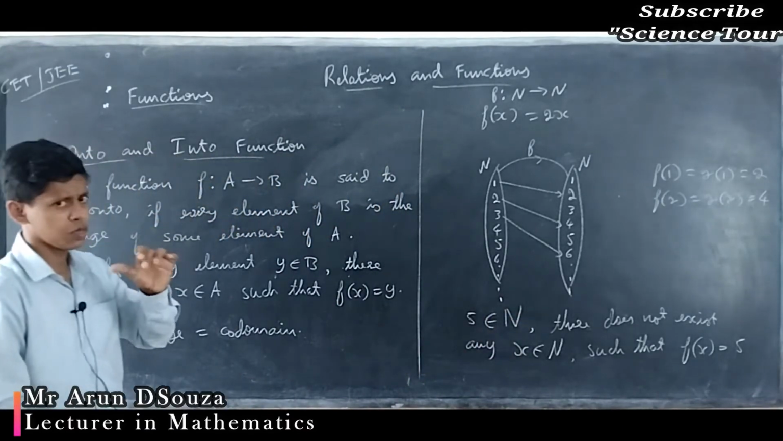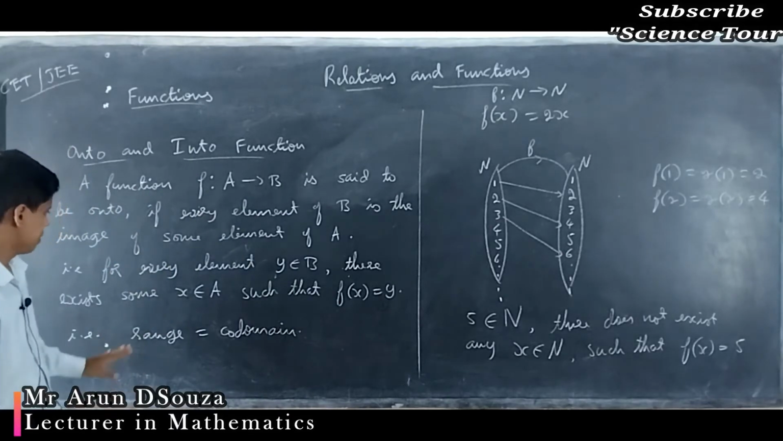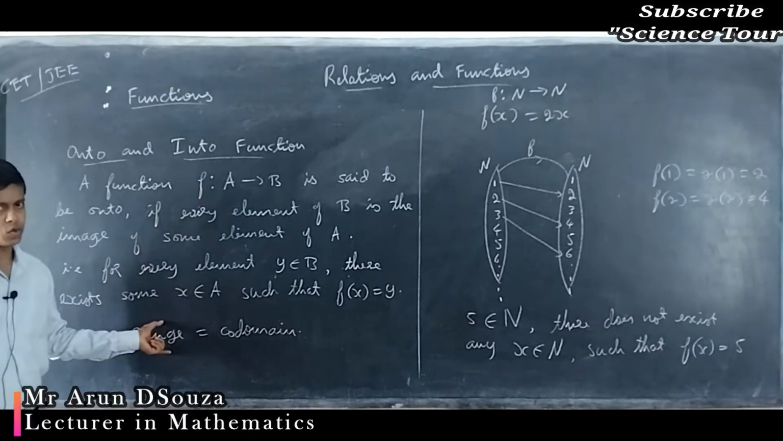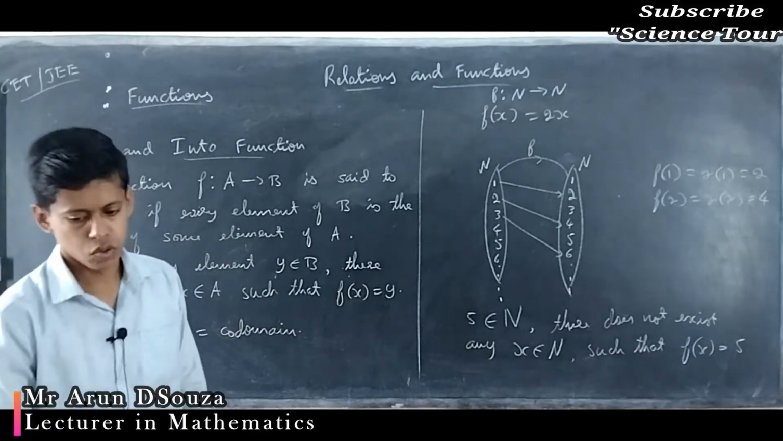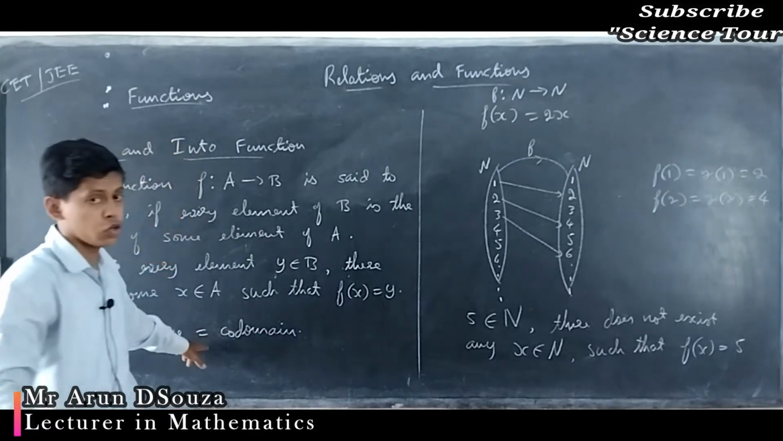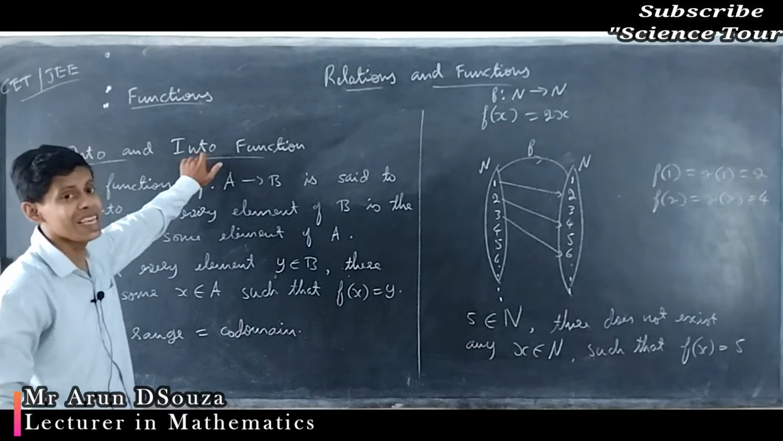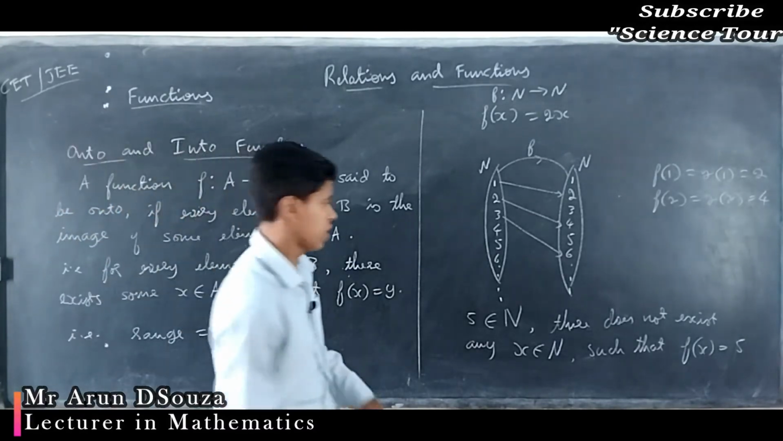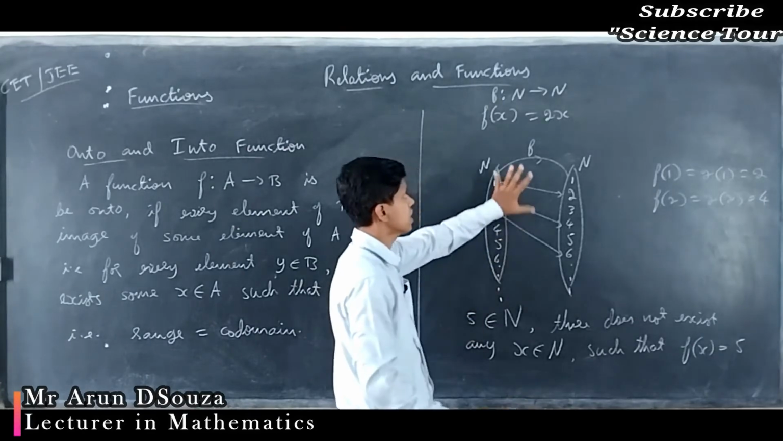I hope this concept of onto is clear enough. Now let me explain this statement. What is the meaning of range is equal to codomain? If this happens, then it is onto. If that does not happen, then it is an into function. Not onto is an into function. So this function is into.